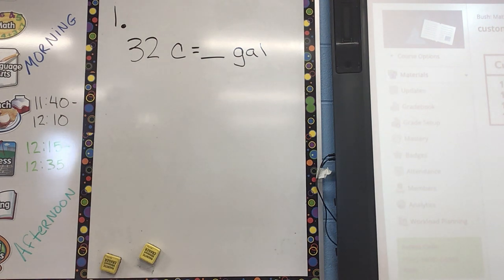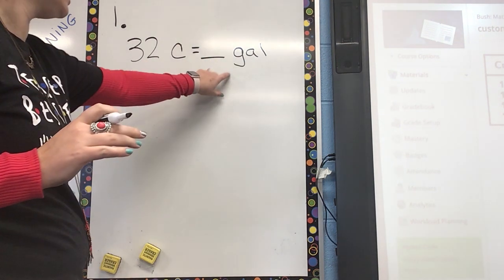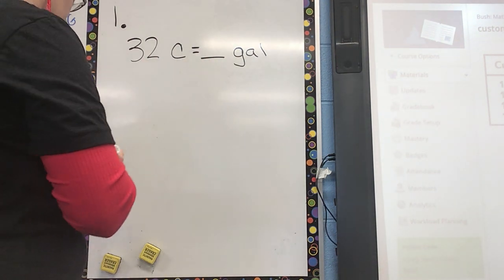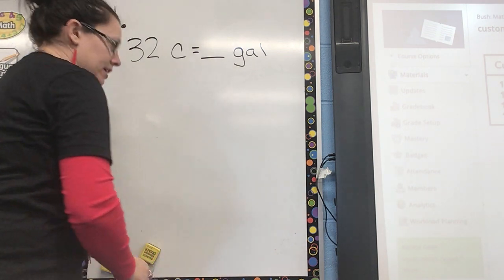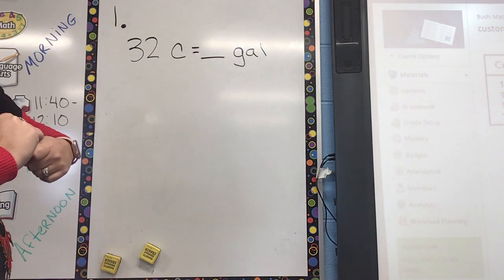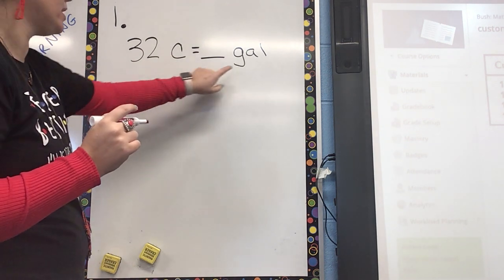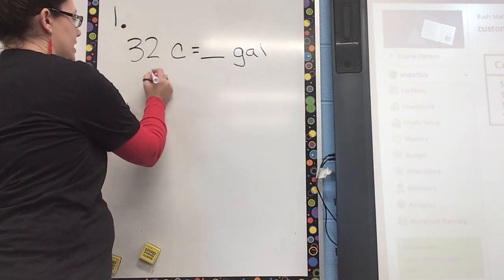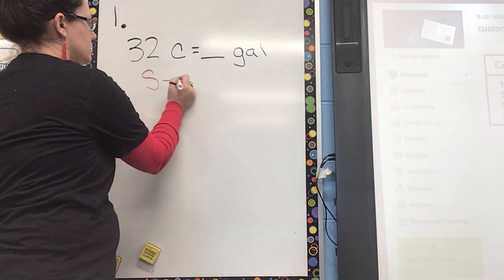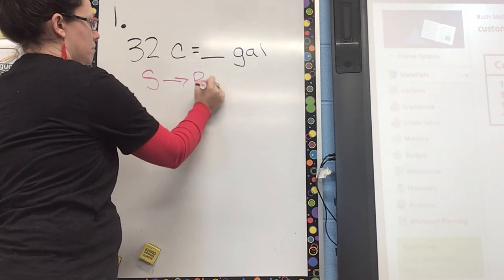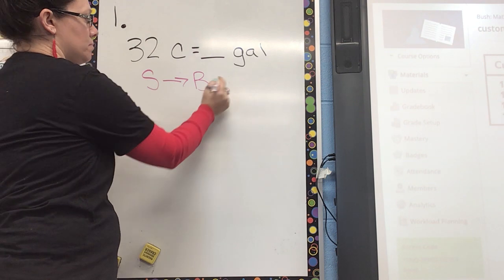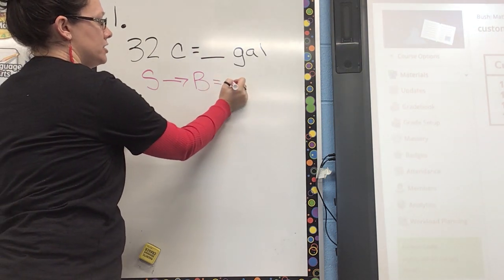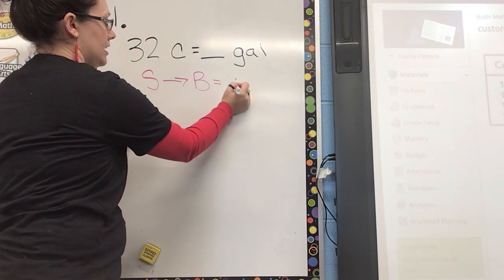All right, am I going big to small or small to big here? That is what we have to decide. If you need to, reference back that sheet. Which was bigger, a cup or a gallon? My gallon is bigger. Yep, so I am going here, small to big. And when I'm going from smaller to bigger, what kind of computation do I do? I'm dividing.